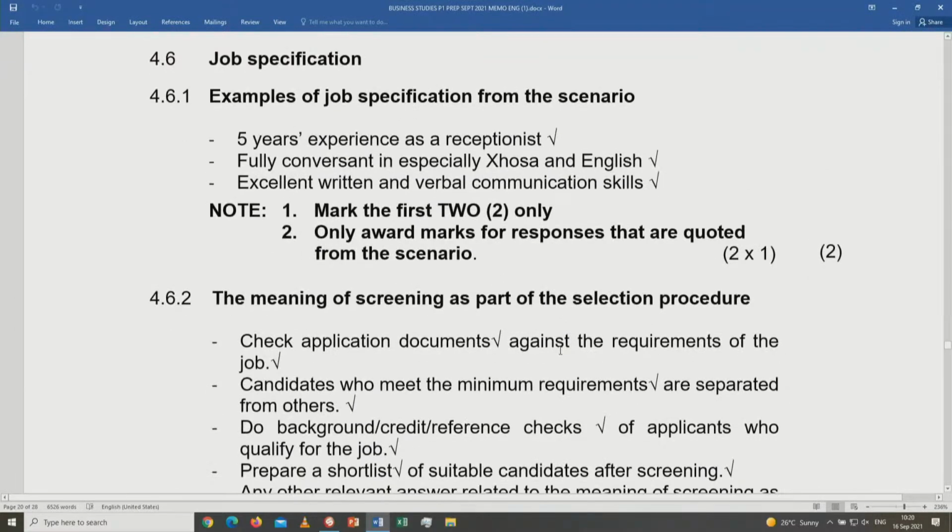Job specification examples: 5 years experience as a receptionist, because you see it has to do with skills, the skills that the applicant should have. 5 years experience as a receptionist, fully conversant with especially Xhosa and English, excellent written and verbal communication skills. You see, those are there in the advert. You mark the first two only. Only award marks for responses that are quoted from the scenario, not any other thing.